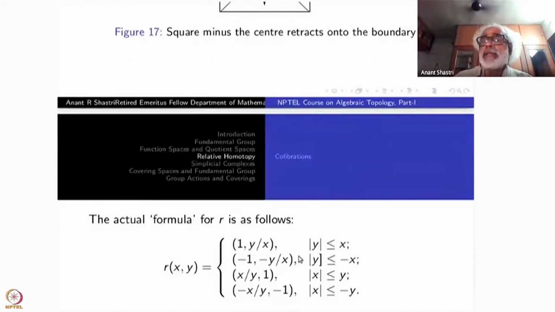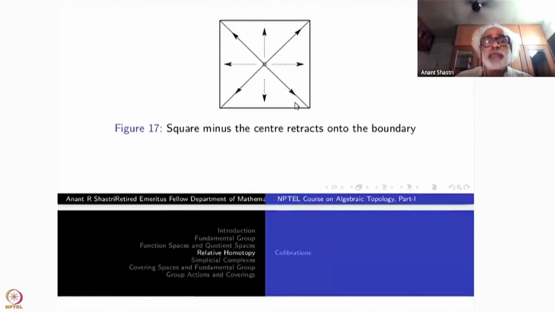Send it to y by x. X is not 0 because x is 0 here. X is half to 1 here. So I can divide y by x. When x is 1, it is y. It's the identity map. Okay. So those are the projections here.